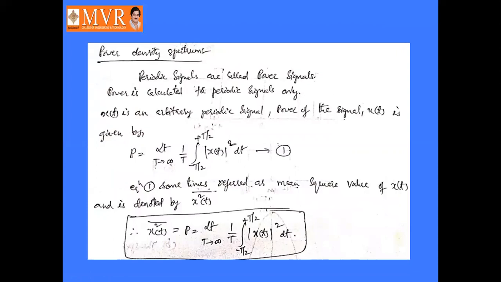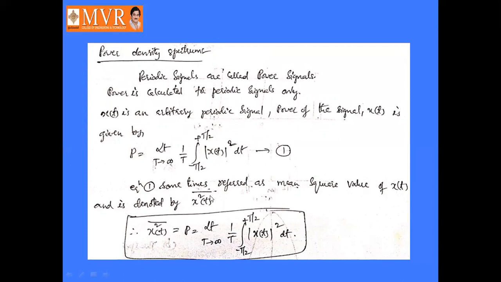Okay, in the same manner, we'll discuss the power density spectrum. Periodic signals are called power signals, whereas energy signals are non-periodic signals. So here power is calculated for periodic signals only. If x(t) is an arbitrary periodic signal, the power of the signal x(t) is given by P equals limit T tends to infinity 1 by T into integral from minus T by 2 to plus T by 2 of mod x(t) squared dt. That is equation number 1.